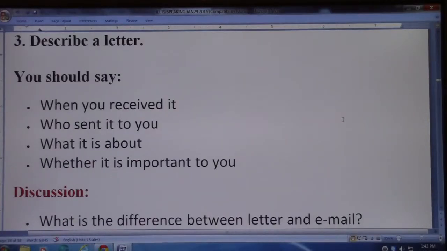Describe a letter. You should say where and when you received it, who sent it to you, what it is about, and whether it's important to you. They might ask you about a letter, whether or not you've received a letter. They might ask you about emails: when did you last email somebody? Have you ever received an email that made you very happy or that you had special feelings about? These are actual questions that they ask.